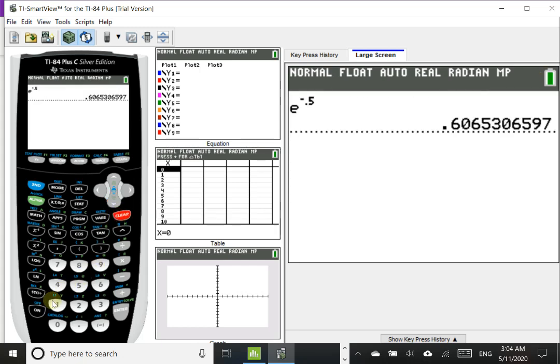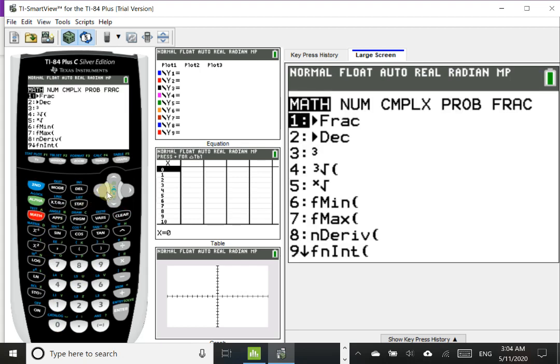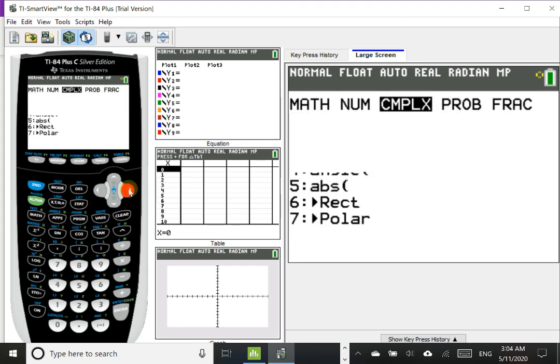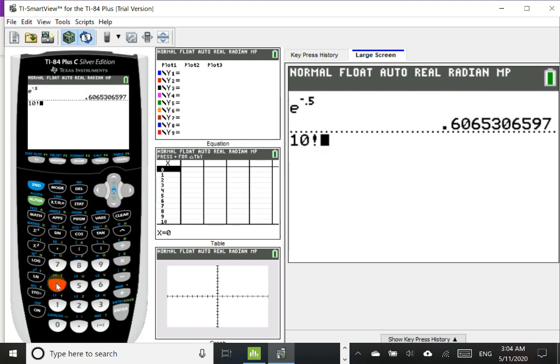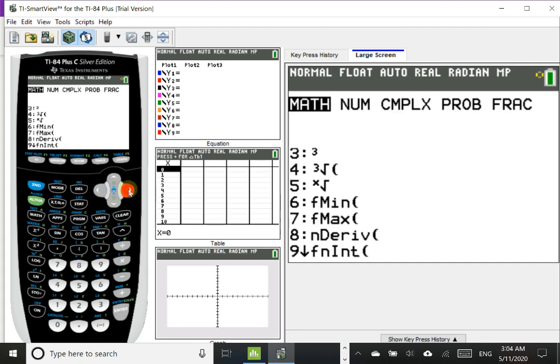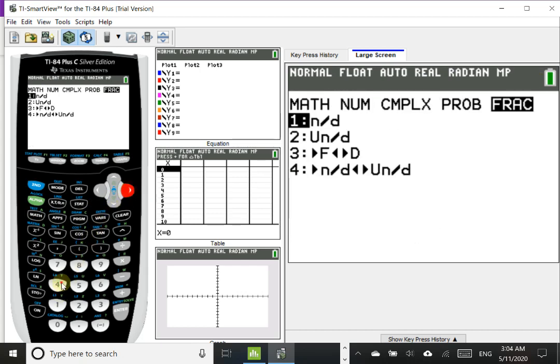So let me do 10 factorial. I'm going to go 10, Math, then go to Prob, hit 4. And there's 10 factorial. Enter. Notice how large that is. It's about 3.6 million. That would be 10 times 9, 8, 7, 6, 5, 4, 3, 2, 1. Now remember, 0 factorial is 1 by definition. So I'm going to go 0, Math, and then Prob, 4.